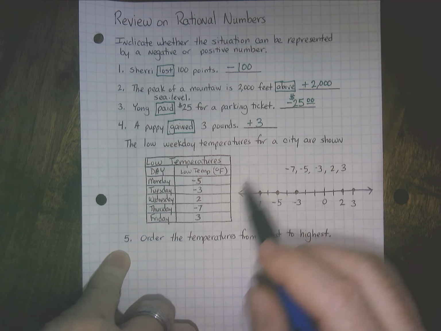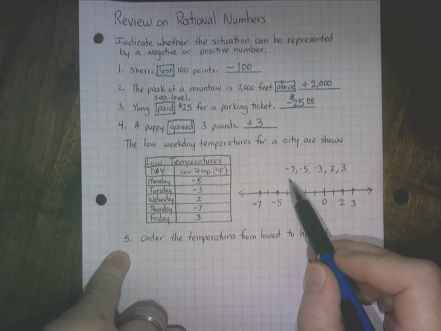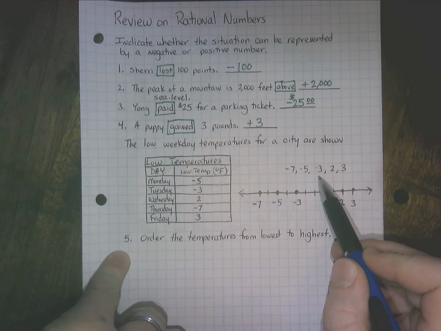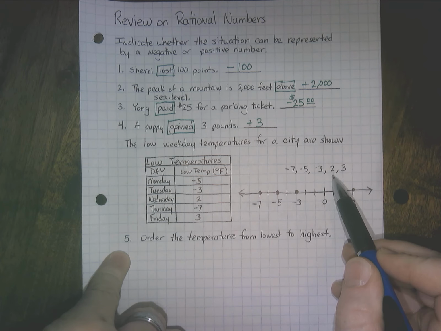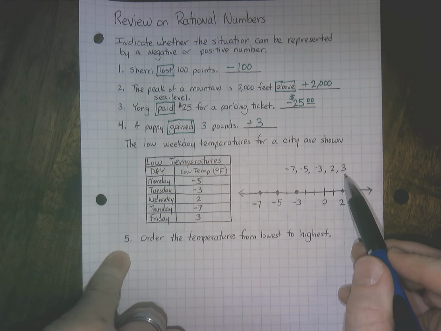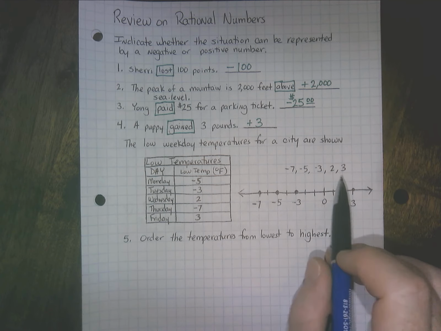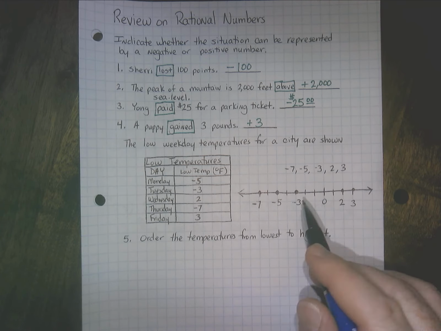If you follow that order, Thursday was the coldest. The second coldest was Monday. The next coldest was Tuesday, Wednesday, and then Friday was the warmest. 3 degrees is not warm, but warmer in comparison. So that's one way you could do it.